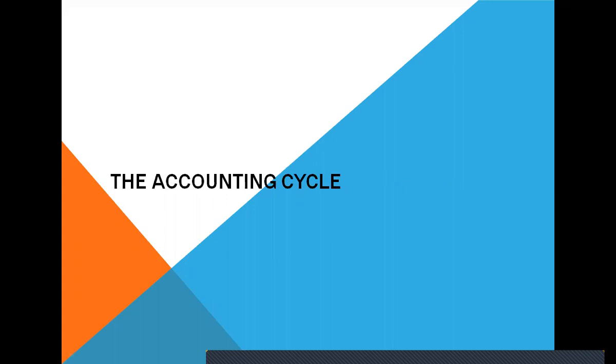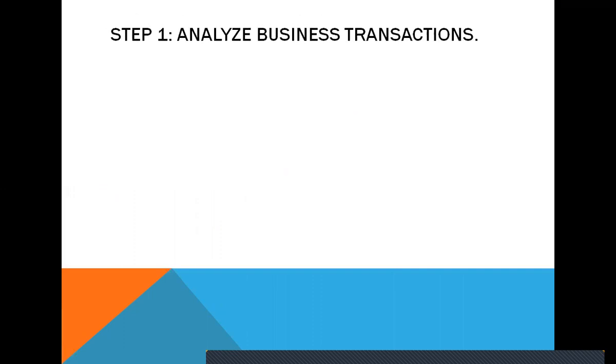So the accounting cycle is a step-by-step process of collecting, summarizing, recording, and presenting financial information, right? It starts with the identification of whether a transaction is accountable or can be quantified and ends with a post-closing trial balance. Okay, now, let's go to the process. So step 1, analyze business transactions.